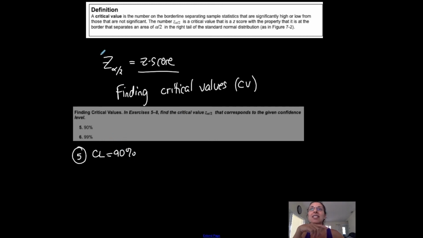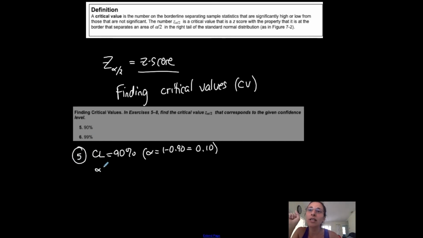Critical value is this notation, z of alpha over 2. So that means you need to know alpha to find the critical value for your situation. How do you find alpha if it's not given to you? It comes from the confidence level. Confidence level is 90%. Alpha is the complement of that. 1 minus 0.9. So alpha in this case is 0.1. Okay? That's going to go here. But alpha over 2 is the area that I'm referring to. You're kind of splitting it into 2 pieces.